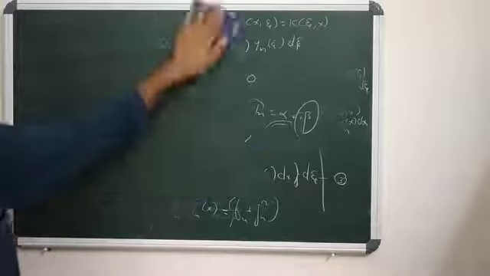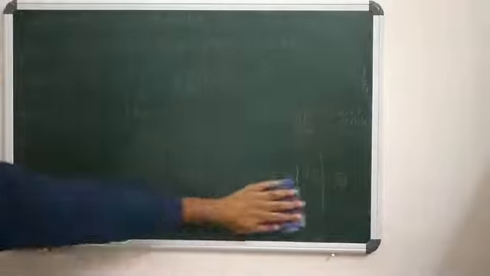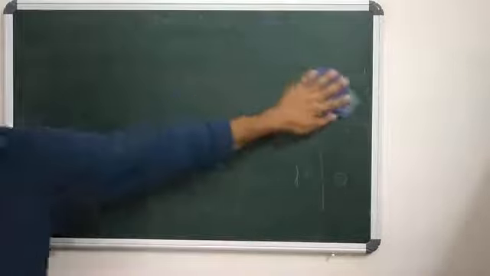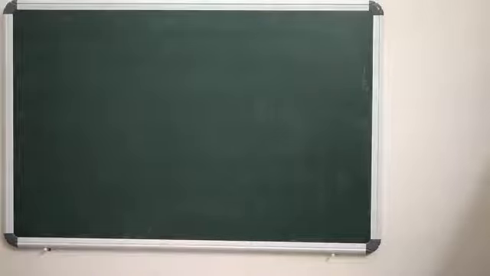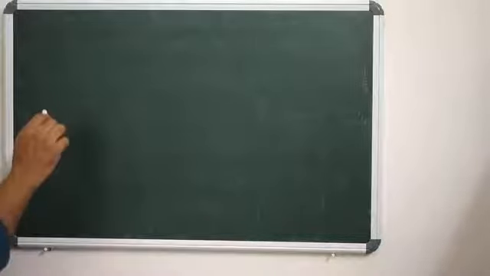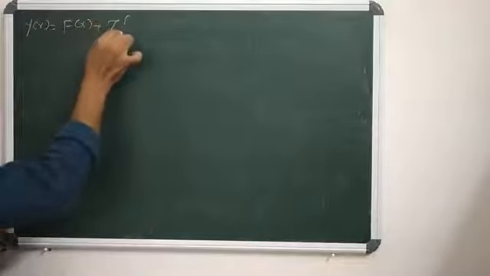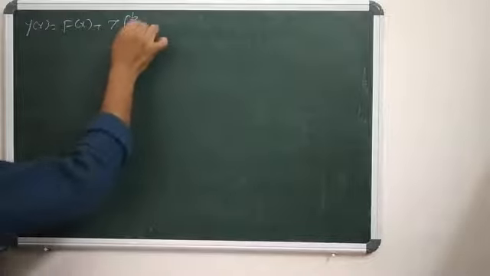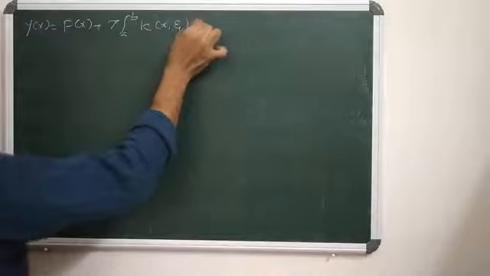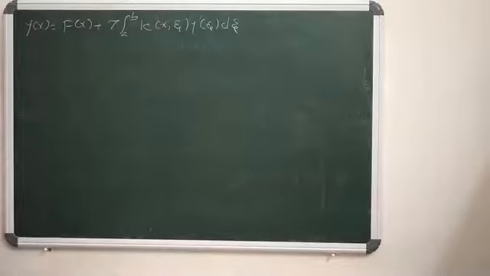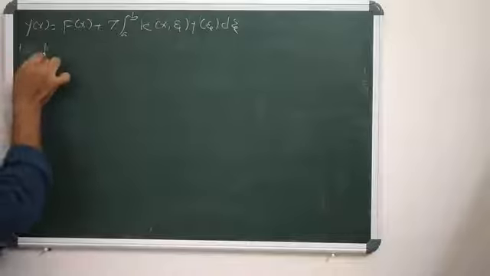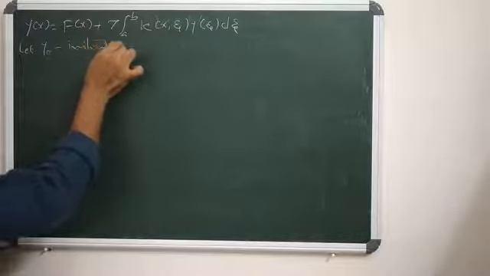Now we consider the iterative method. What is an iterative method? Consider a Fredholm integral equation of the second kind, that is y of x equals f of x plus lambda integral a to b k(x, theta) y(theta) d theta. Let y0 be the initial approximation.